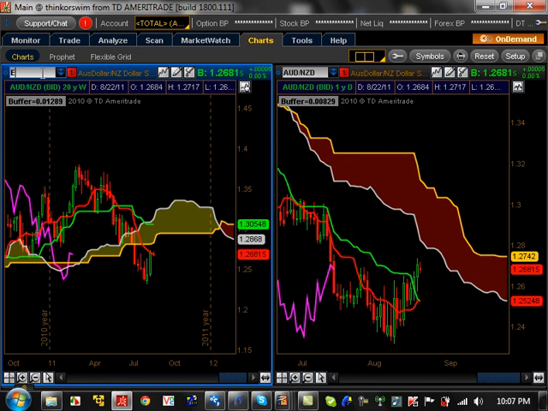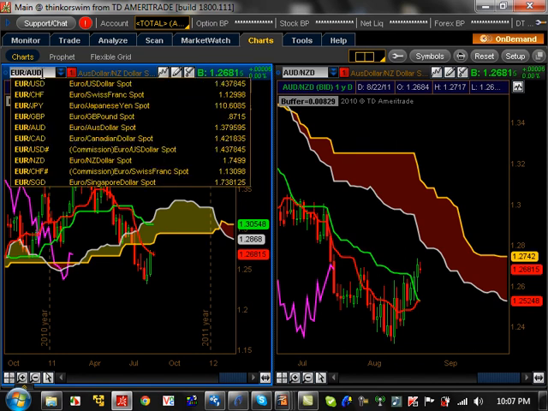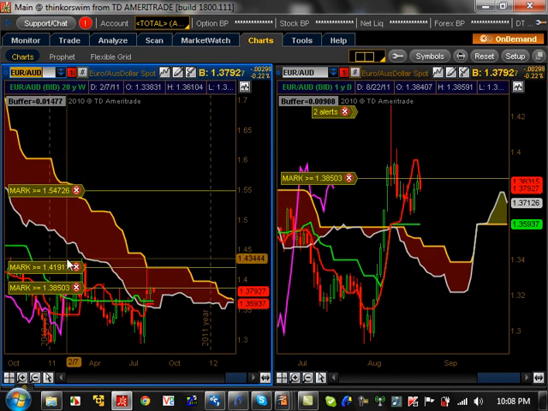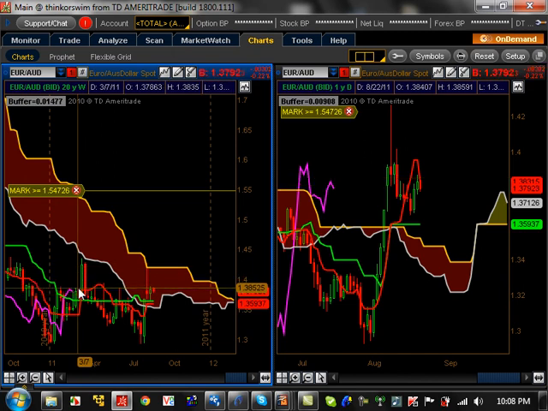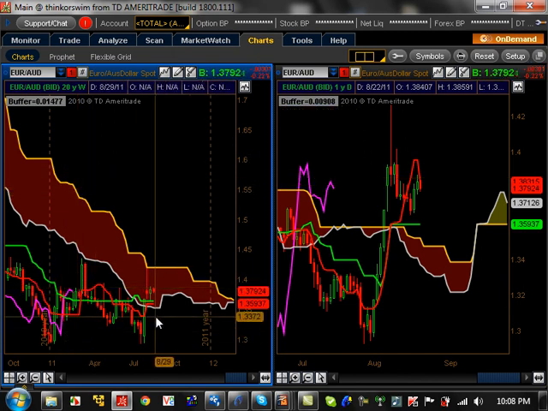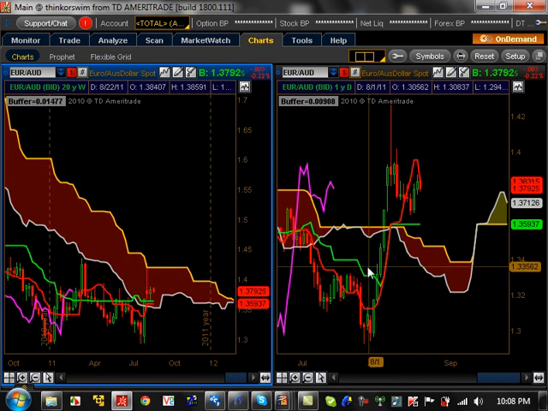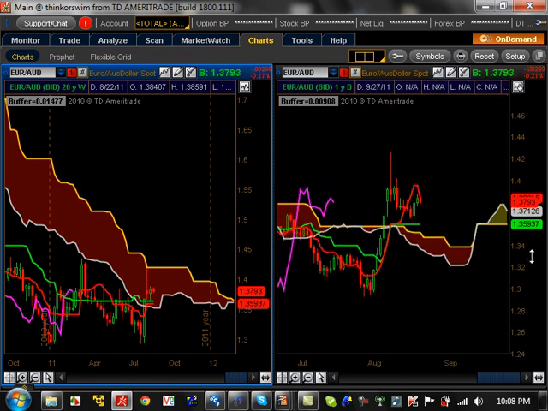Let's go look at Euro Australian. If you look at Euro Australian, we've got to put alerts around here. We'll just sink that down. You can see it's just consolidating on a weekly time frame. It looks like a bullish trend here on the daily.